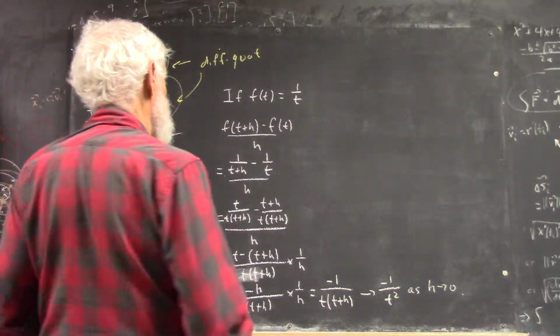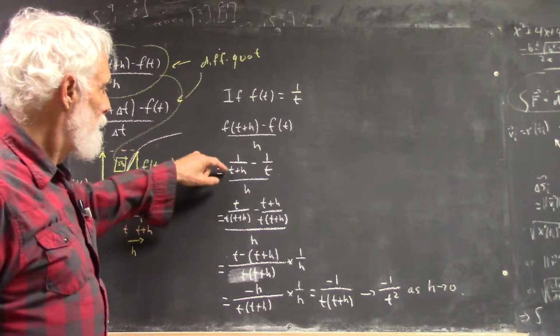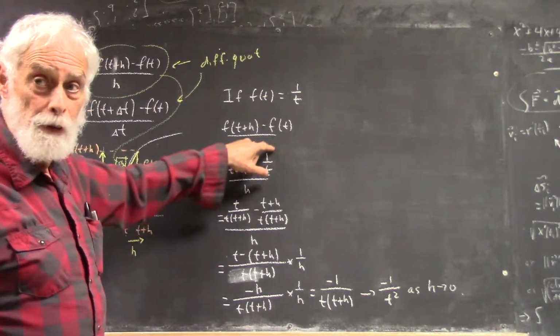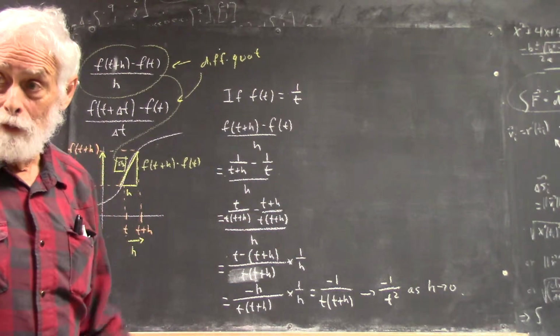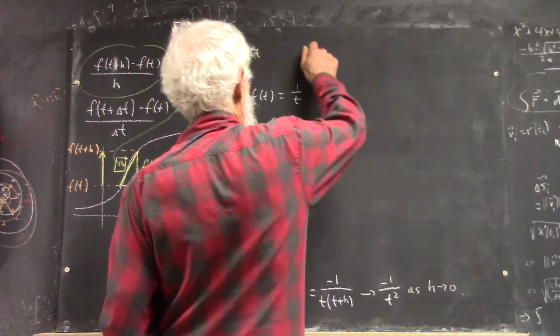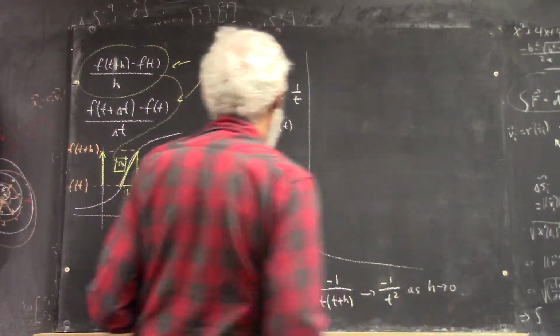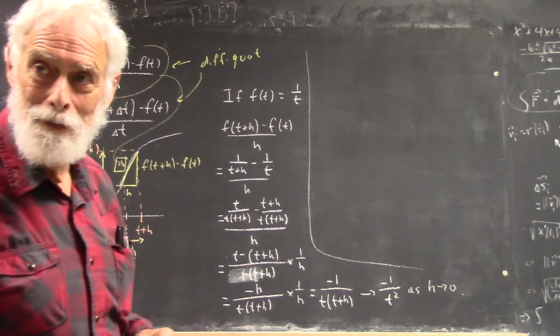Now another example, of course, if it was 1 over t squared, then you'd have 1 over t plus h quantity squared minus 1 over t squared, but you'd still do the same thing. You just end up with different power. And it'd be a little more complicated. I probably wouldn't ask you that, but maybe I would if I wanted to give you extra credit or something. Okay?